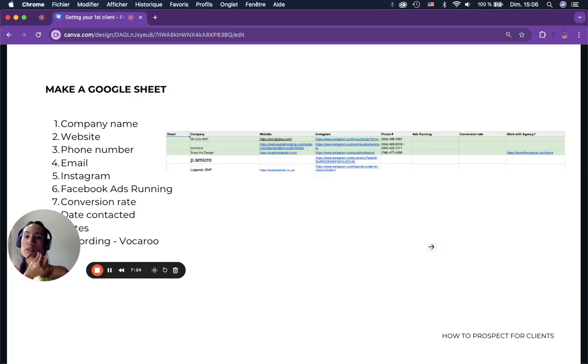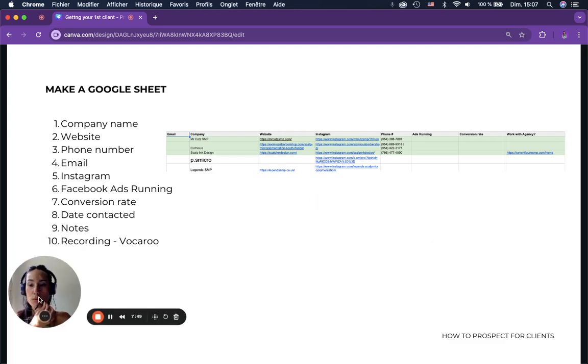The next thing that I would do is make a Google sheet. You can start with a niche. So maybe try dentists, look up all the dentists in your local area, and then create a Google sheet where you put, just like I have here, company name, website, phone number, email, Instagram, conversion rate. If you're using the Google High-Level Prospecting tool, it will show you the content, any notes. And if you're doing cold calling, then I would use the website called Vocaroo, and you can record your calls.